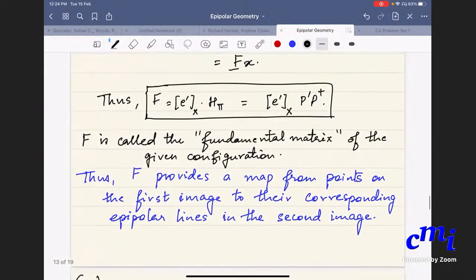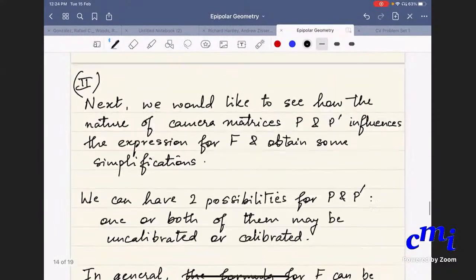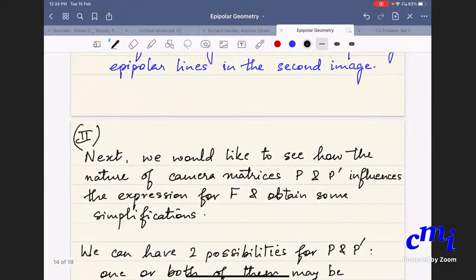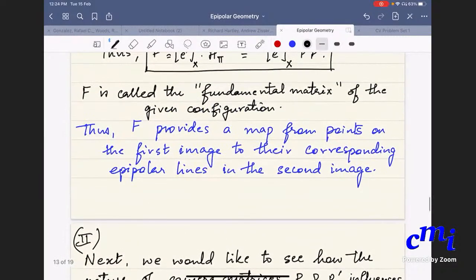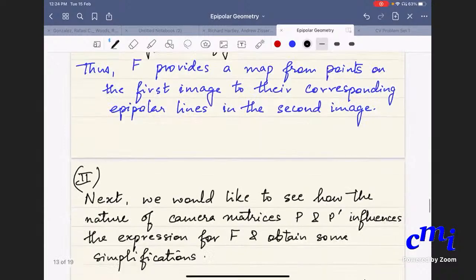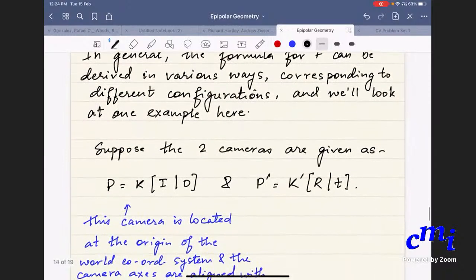Let's see if we can quickly derive some other expression which will also give you some more insight. Now, the thing to remember about the fundamental matrix is what it does. It takes a point from the first image and gives you the corresponding epipolar line in the second image. That's what the fundamental matrix does. Keep this in mind. You shouldn't forget what F does. Now here is another derivation for F.